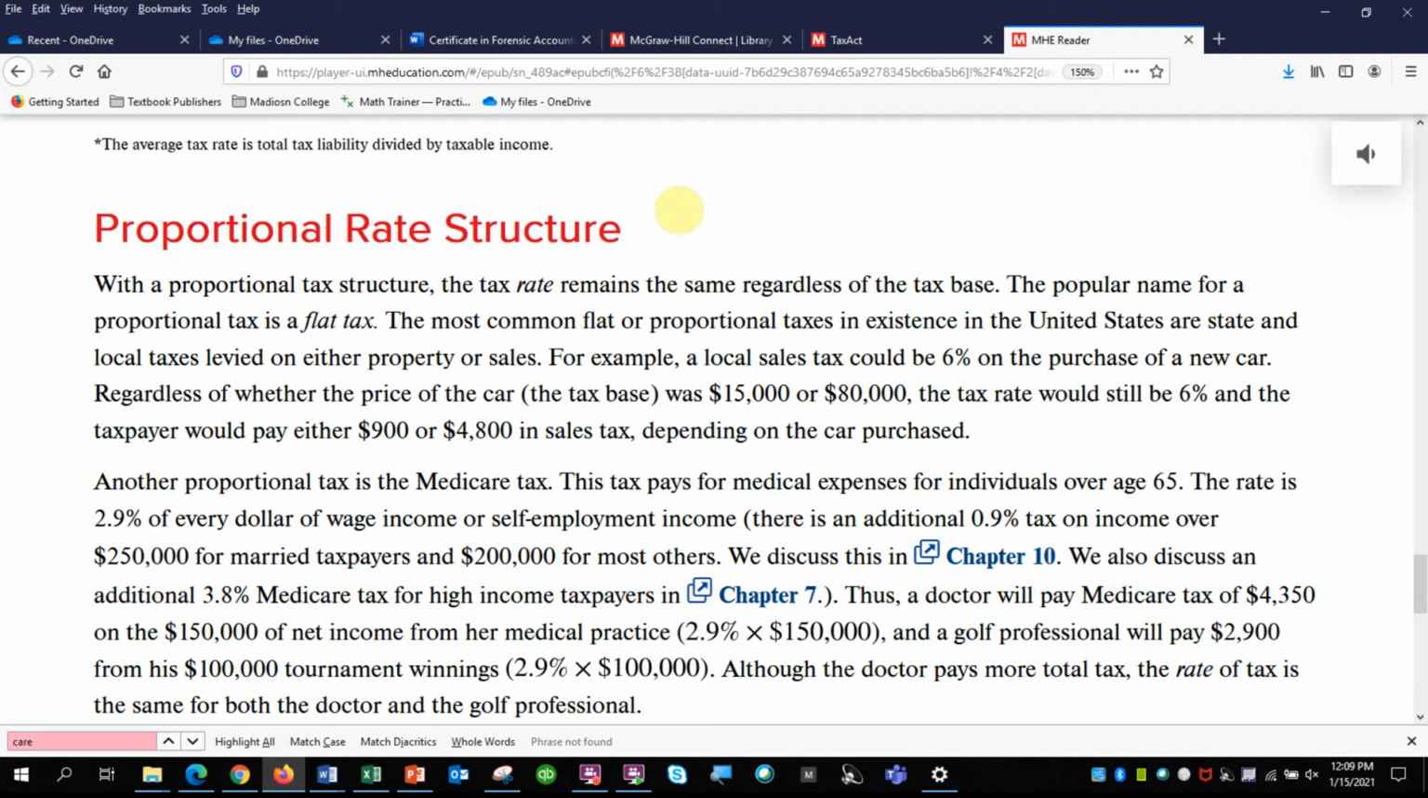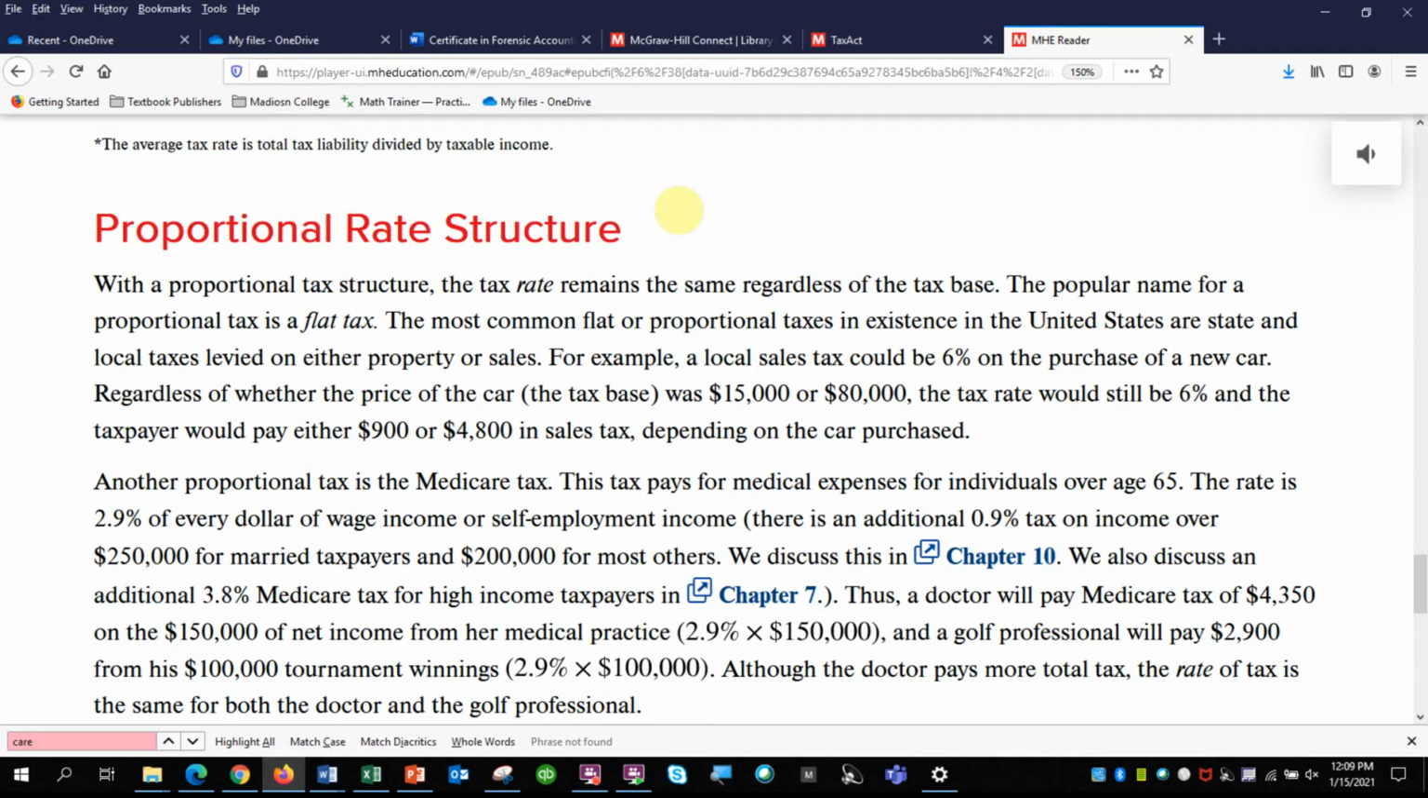Now, the Medicare tax is another flat tax. It's 1.45% for individuals, and then the employer will match that for a total of 2.9%. There is an additional 0.9% tax for married couples earning more than $250,000, and then the rest, $200,000 for the rest of us. But the Medicare tax is a flat tax.